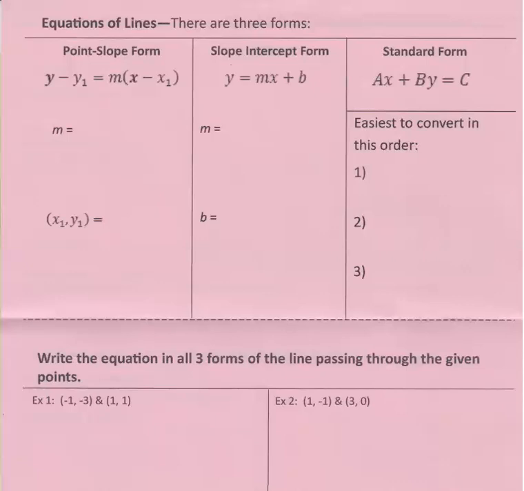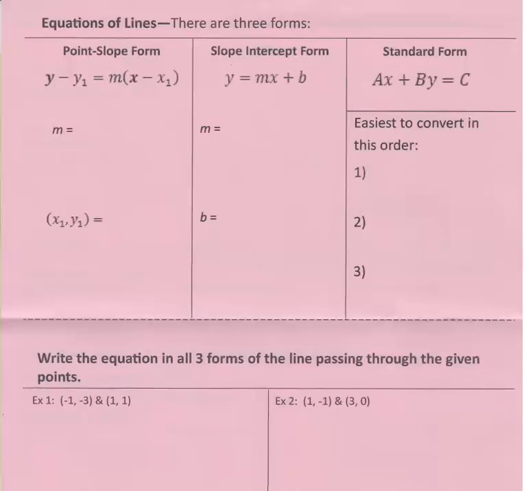Okay, so today you guys are learning about the three different types or forms of lines. Y'all are used to seeing slope intercept form. That's what you guys used more often in Algebra 1. But point slope form is actually the easiest one to write from.